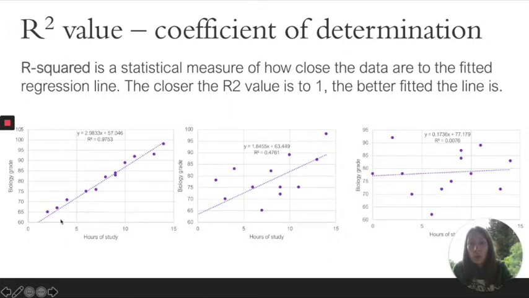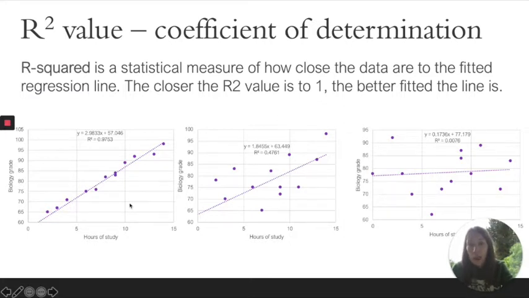So when you fit a line, when you do a linear regression of some sort, it could be linear, polynomial, logarithmic, whichever one best fits your data, you can generate something called this R-squared value. Okay, so it's a little box that you tick on Excel and it will pop up on your graph as well as the equation of the line. So it says here the closer the value is to 1, the better fitted the line is.